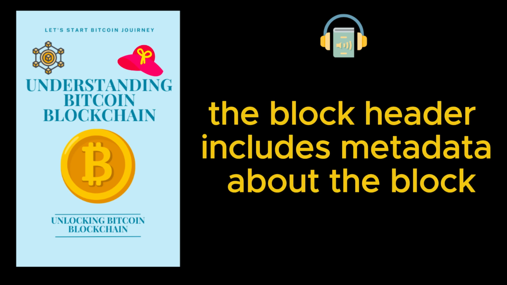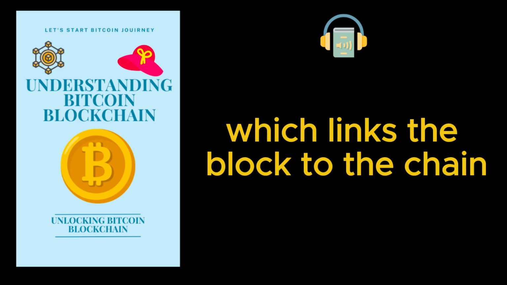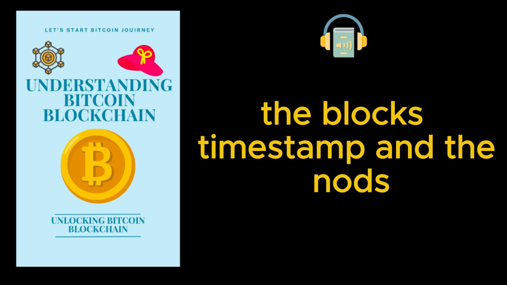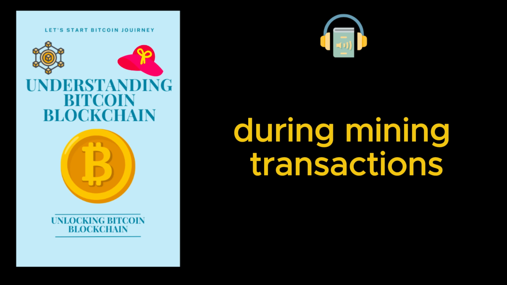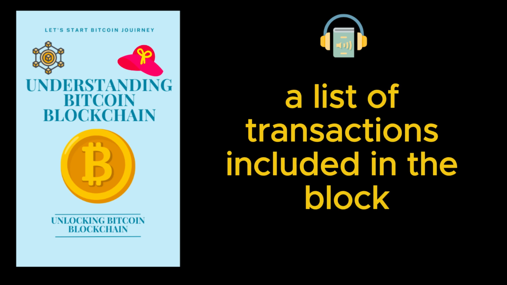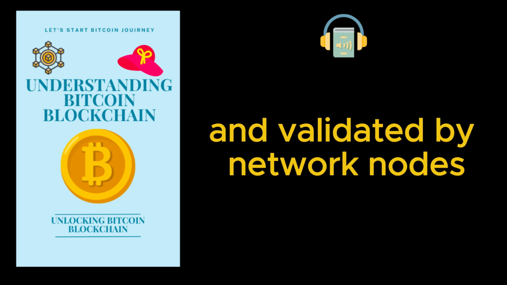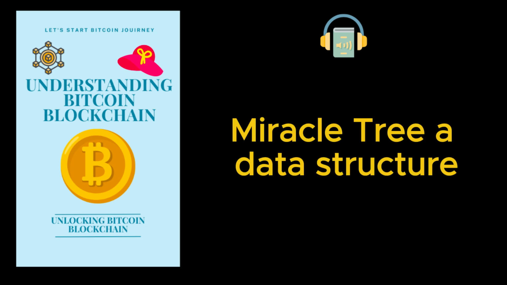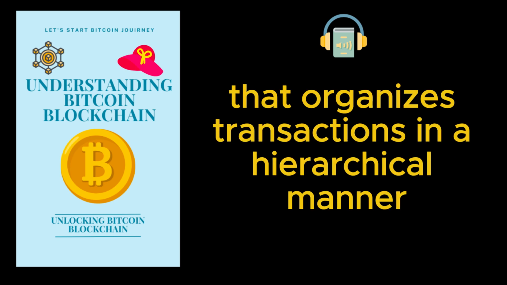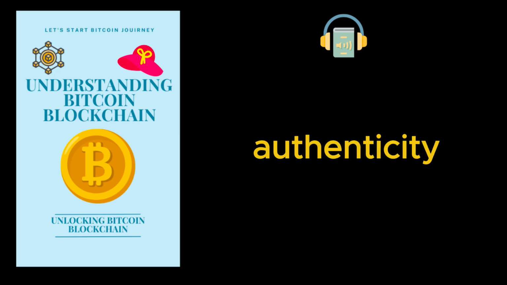Block header. The block header includes metadata about the block, such as the previous block's hash, which links the block to the chain, the block's timestamp, and the nonce, a number used to solve the cryptographic puzzle during mining. Transactions. A list of transactions included in the block. These transactions are verified and validated by network nodes before being added to the block. Merkle tree. A data structure that organizes transactions in a hierarchical manner, allowing efficient verification of transaction authenticity.